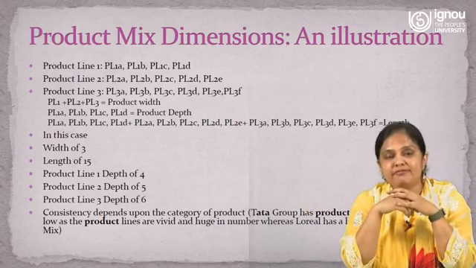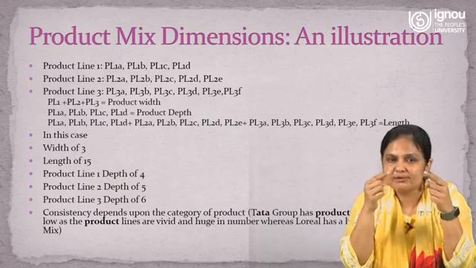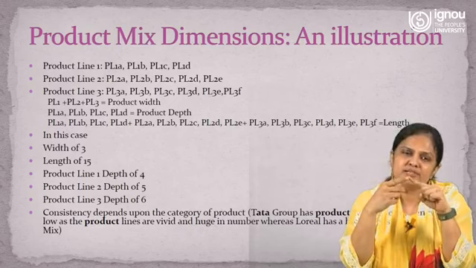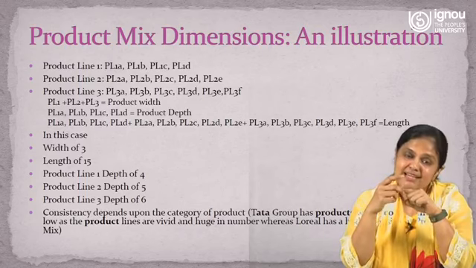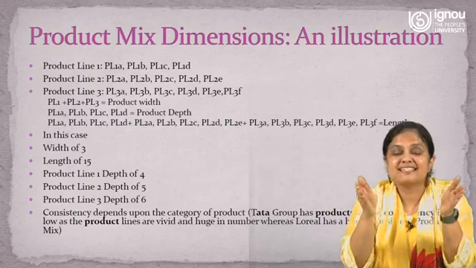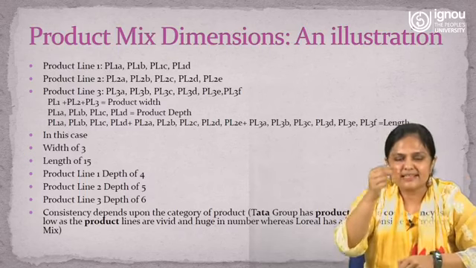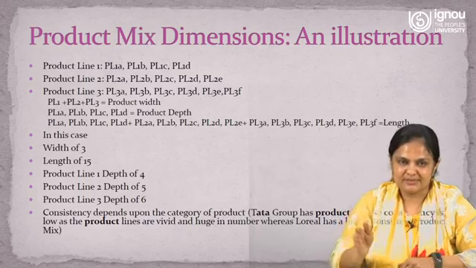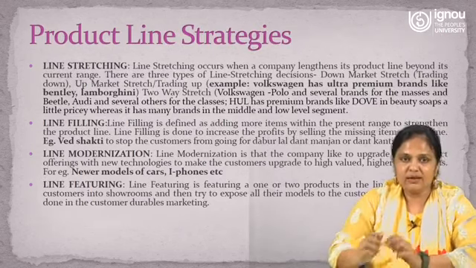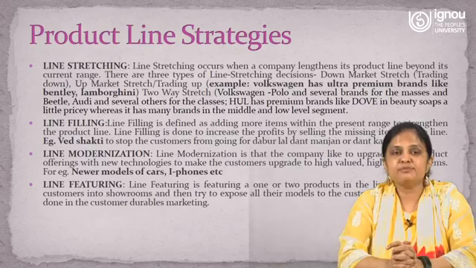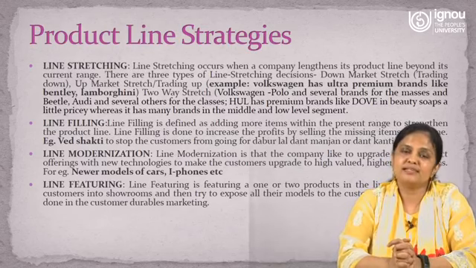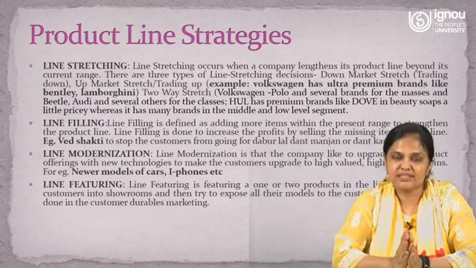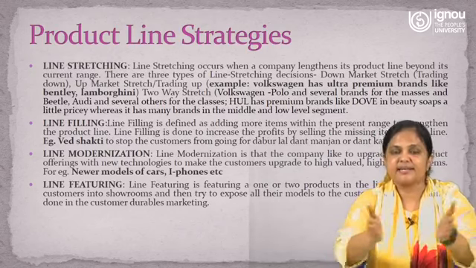But if we assume that these 3 product lines are entirely different things, for example, one is cosmetics, one is pharmaceutical and the other is food items, then the consistency of the product mix is less, because the 3 product lines that the company has are not related to each other. Get it? Now let us see what are the different product line strategies that companies adopt when they are defining this kind of product mix.